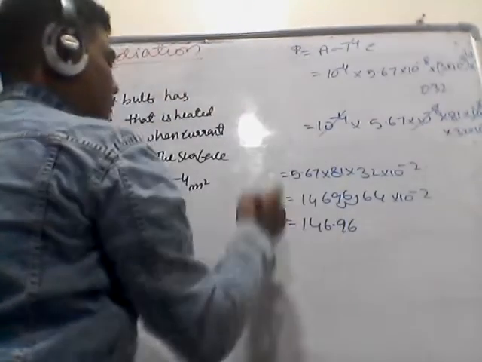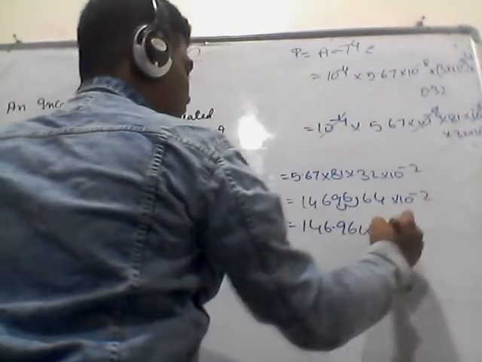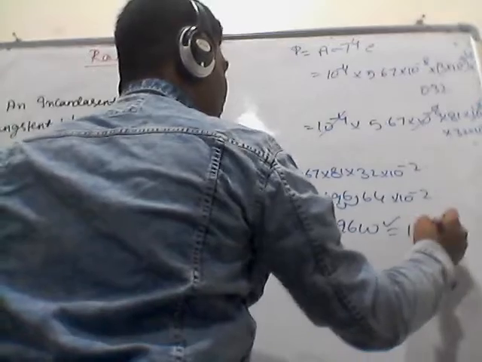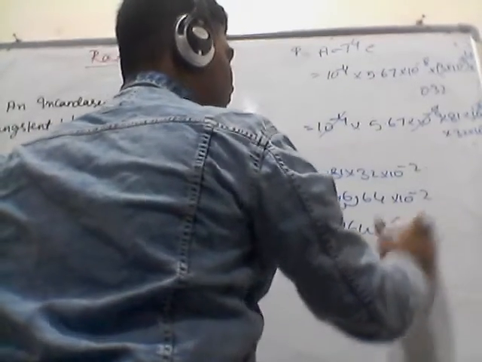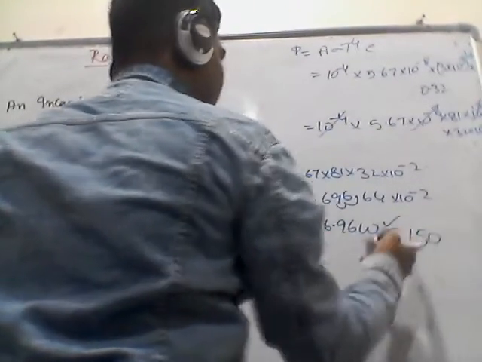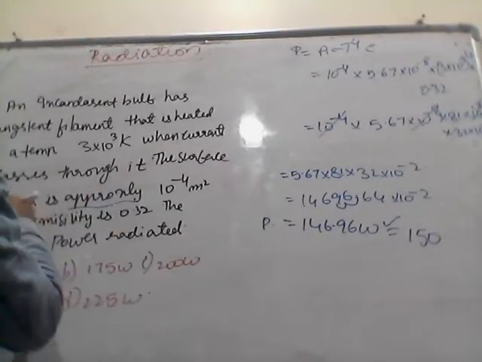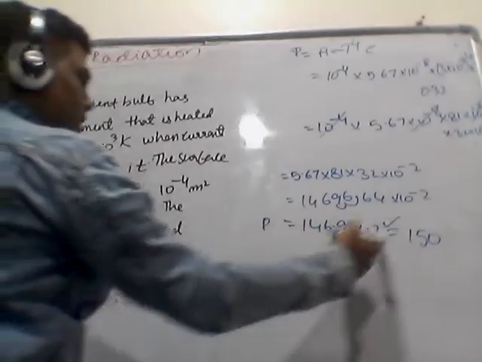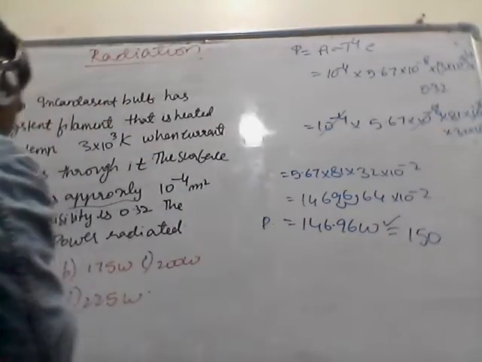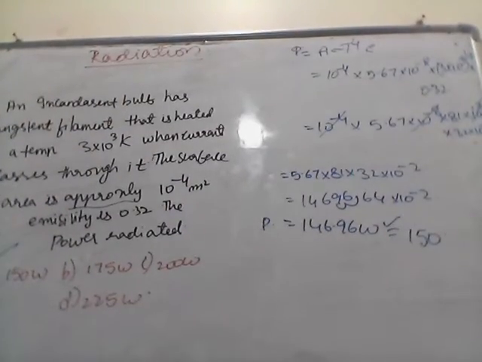This is power, in watts. This can be approximately equalized to 150. Why 150? They said the surface area is approximate, so the power is also approximate, and this can be rounded off to 150. So 150 is our answer.